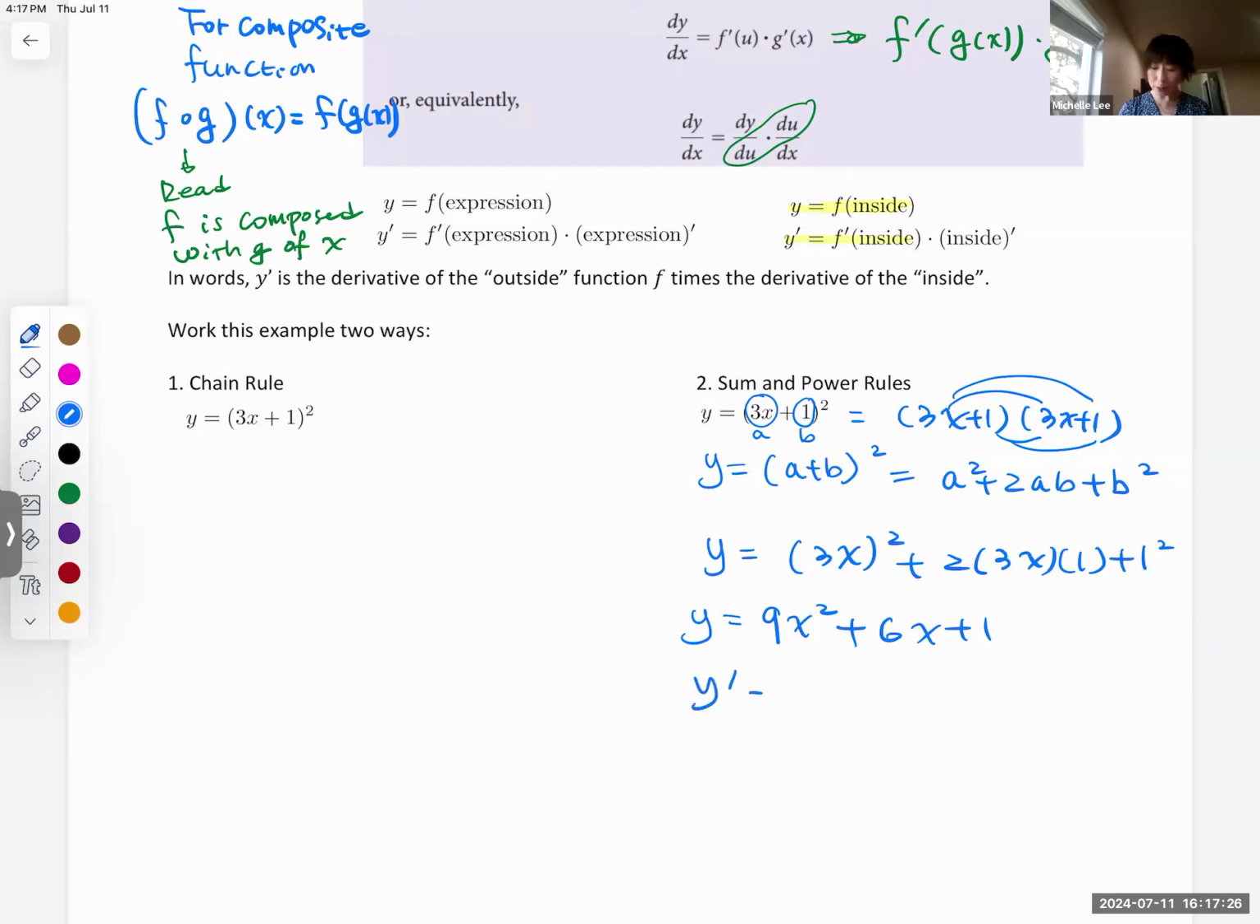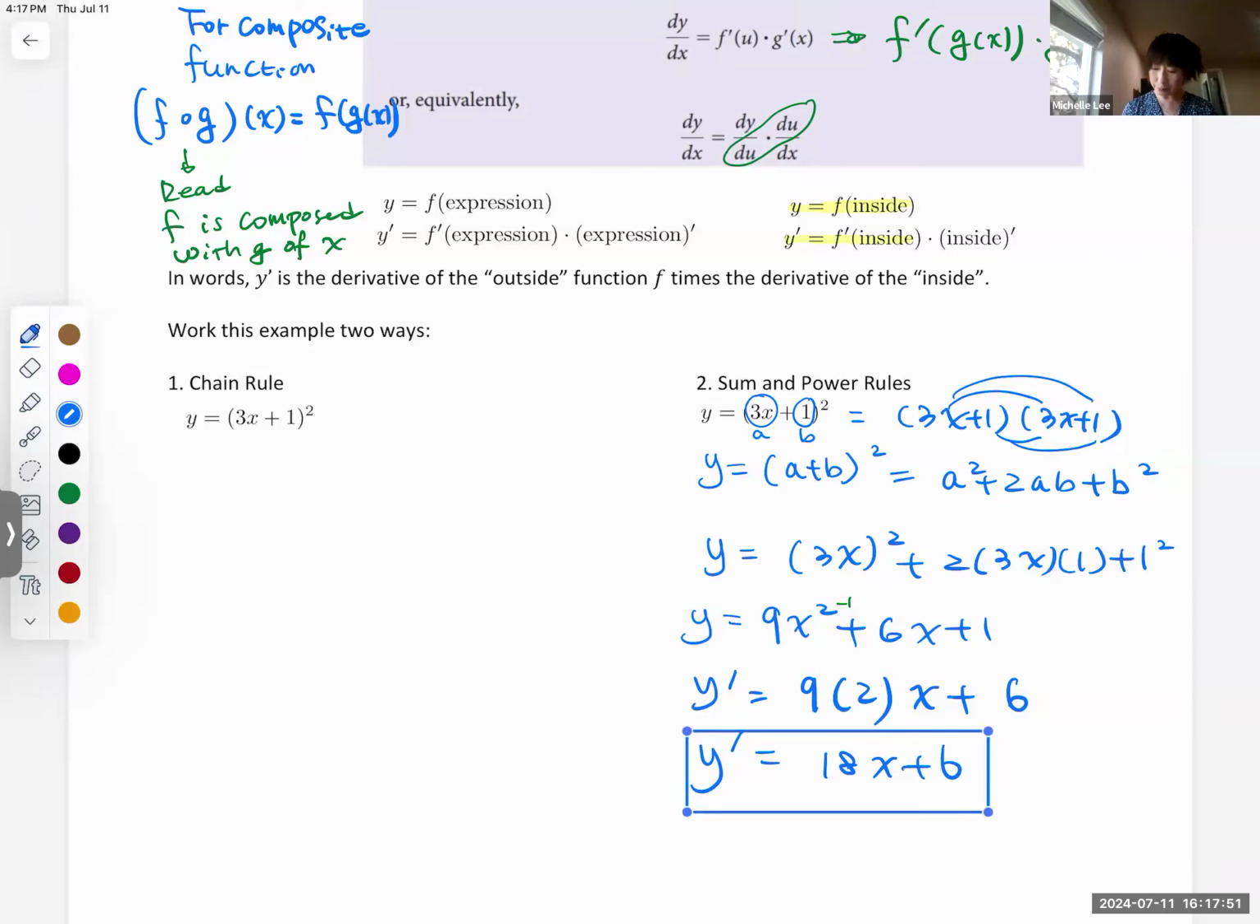Then y prime: how do we take the derivative? We drop the power and keep the coefficient, drop the power and reduce the power by 1. And the second term is a 6. So we get 18x plus 6. This is the answer.